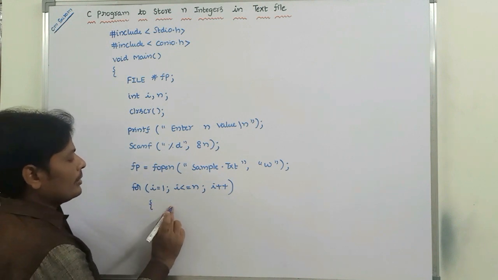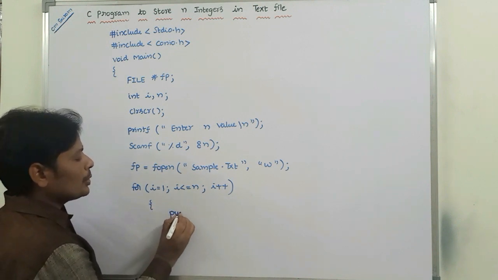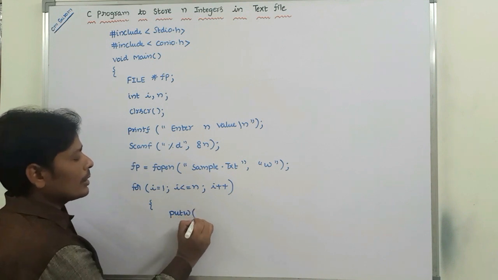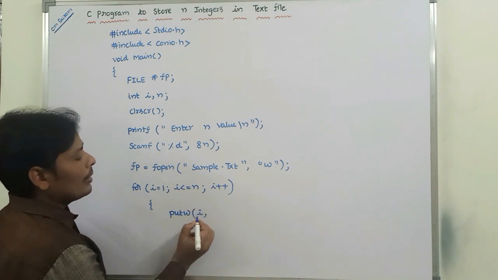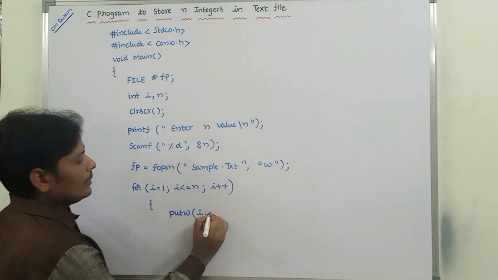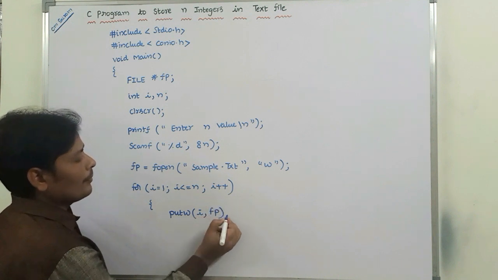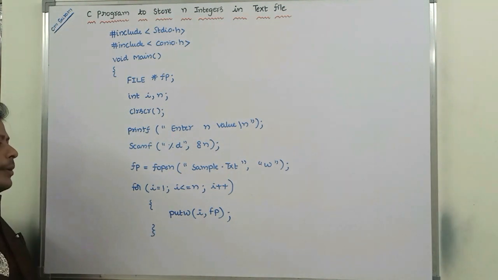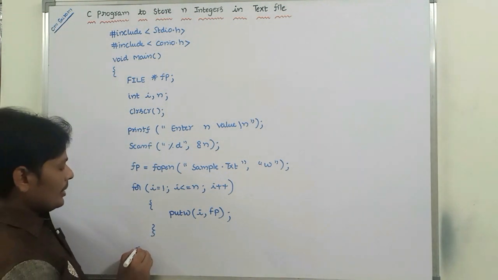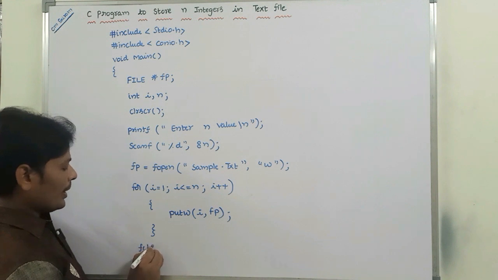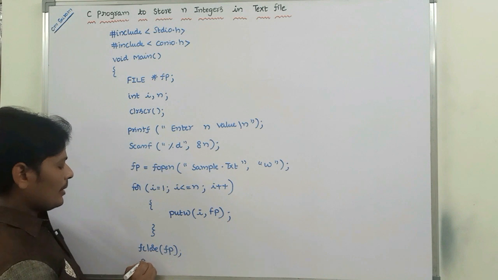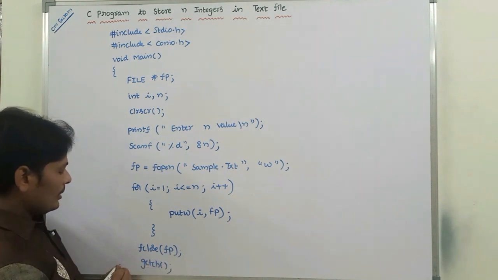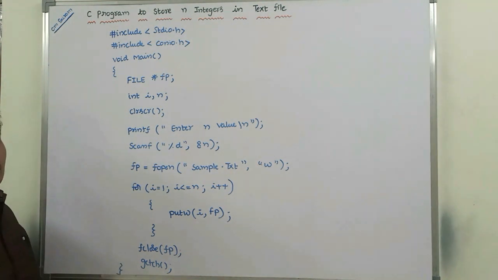Here I am using putw(i, fp); for loop close. Next one is fclose(fp). Next one is getch, and the program is closed.